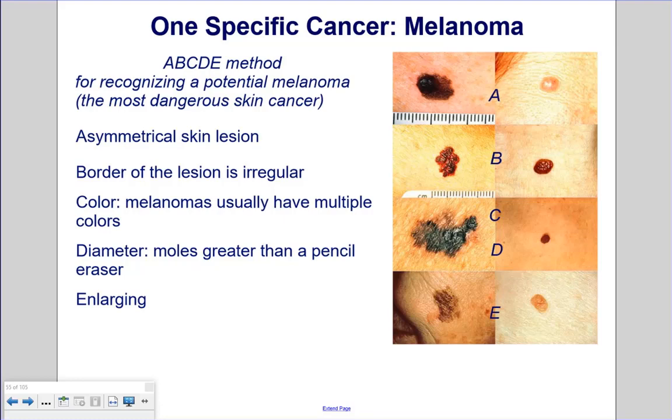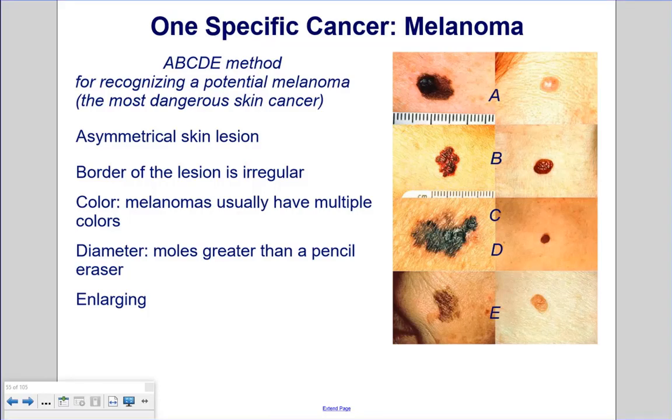One specific type of cancer, melanoma, is a carcinoma, or a skin cancer. This type of cancer is very concerning because it's very dangerous if it metastasizes. The good news is, if caught early, before it metastasizes, the outlook is very good for a cancer patient.